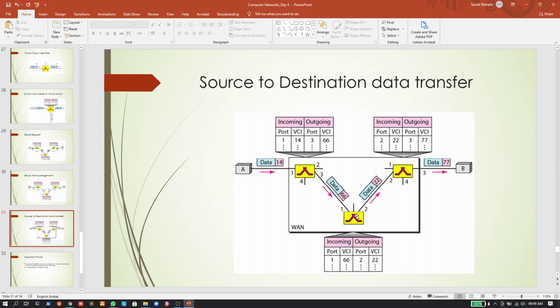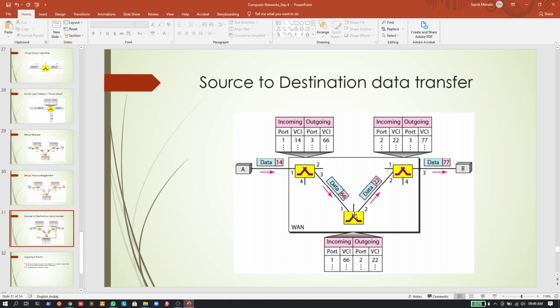Tell me. Sir, here for B, is the VCI 77 randomly generated, or is it given by the user? It's randomly generated. Okay. So it's randomly generated, and during the session, unless the tear down phase happens, this number will be fixed. But again, whenever for the next communication we set up the setup phase again, it will be randomly generated again.